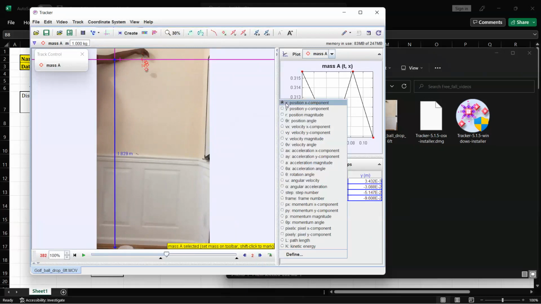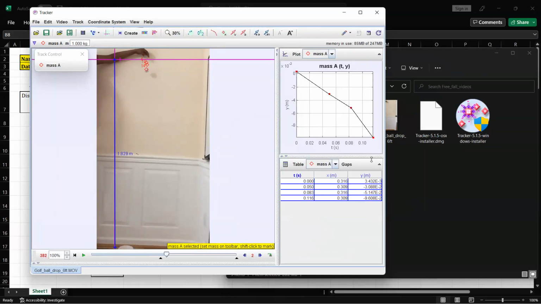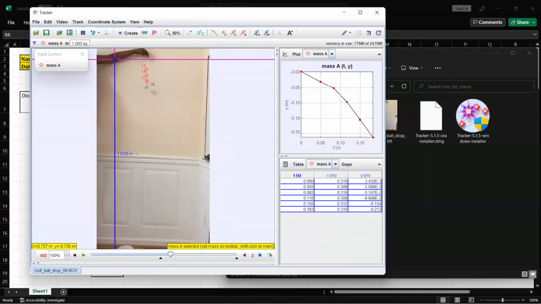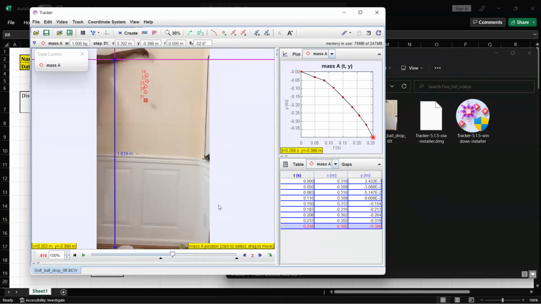This is X, that's Y, that has to change into Y. Okay, looks good so far. Move it visibly a little bit lower than previous, one click. And then you continue. We need about like 12 data points. Okay, so far I have 5, 6, 7, 10.